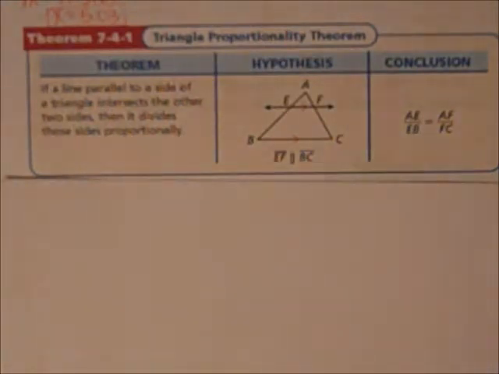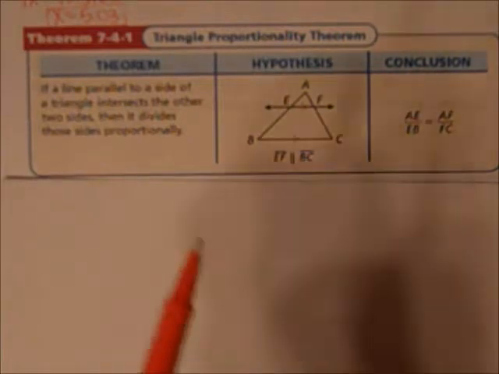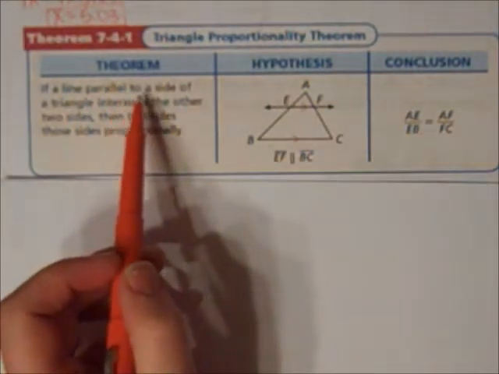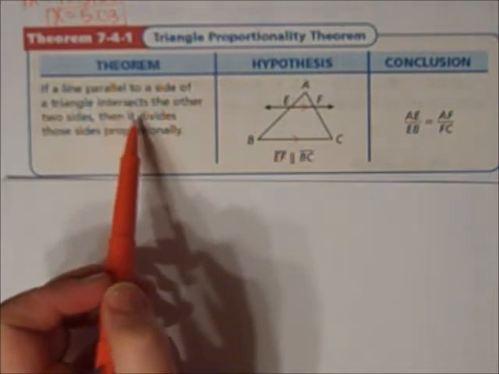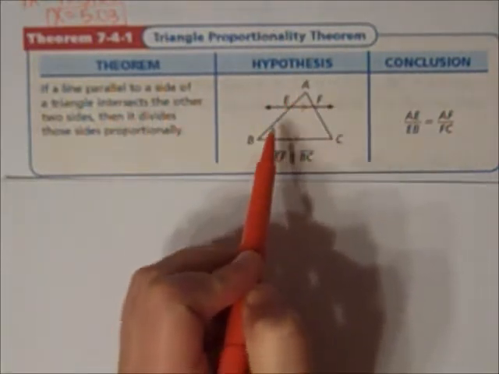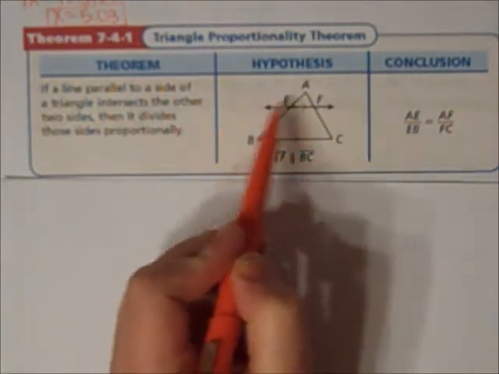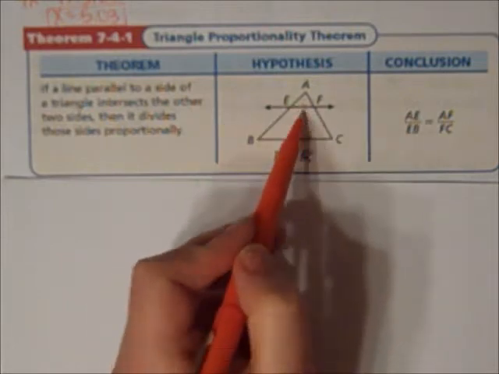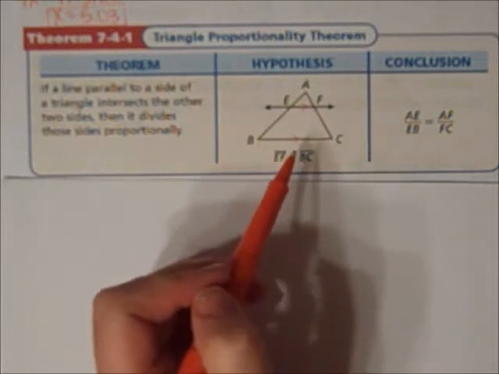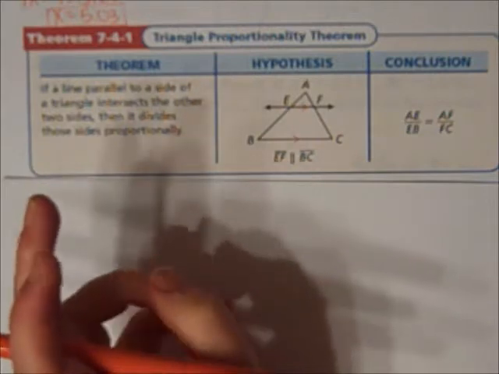Okay, this is your video for 7.4, and we start out with a new theorem, the triangle proportionality theorem. It says, if a line parallel to a side of the triangle intersects the other two sides, so this is the setup. We have this triangle and we cut a parallel line going through there. So this line is parallel to the opposite side, then it divides the sides proportionally.